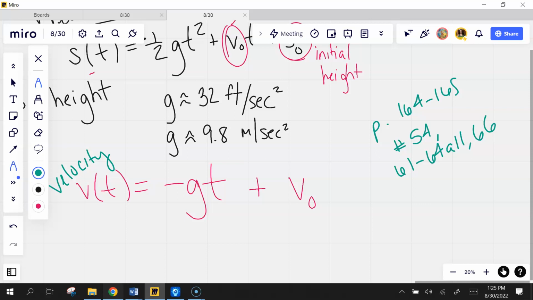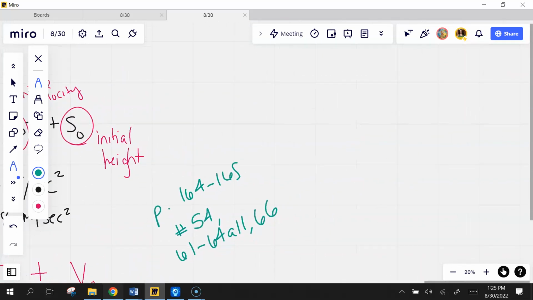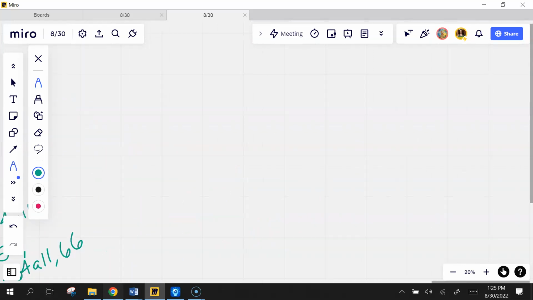Oh my gosh, it doesn't take that long to do this. We're fixing to do one of them together. Let's look at 61 together. Start your homework. Put 61 at the top of your homework and copy this down.